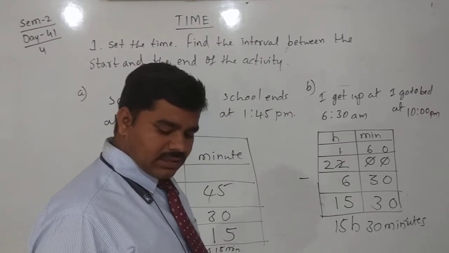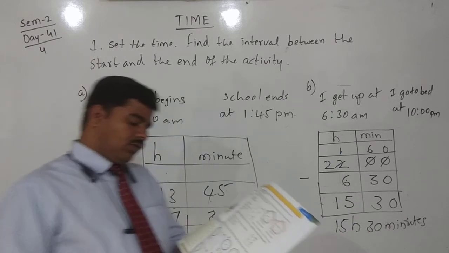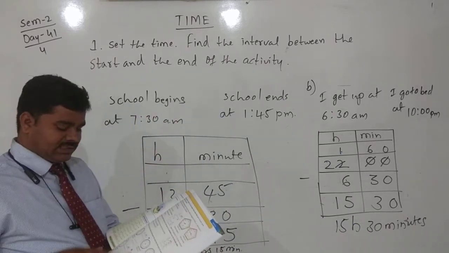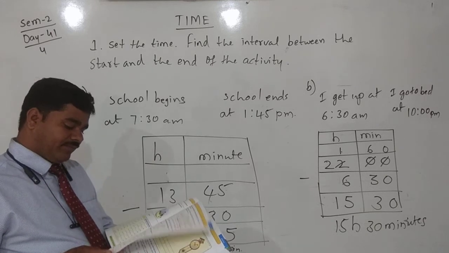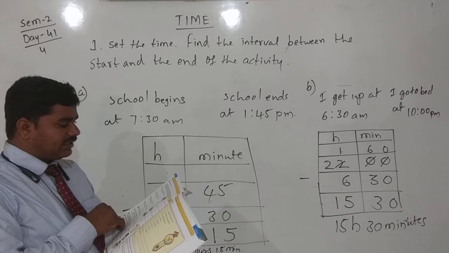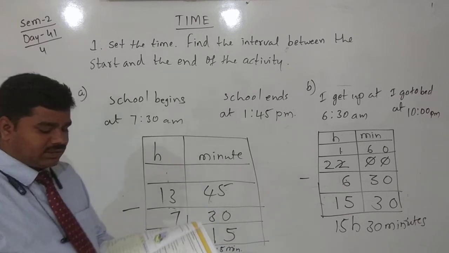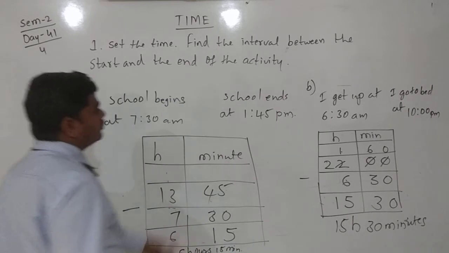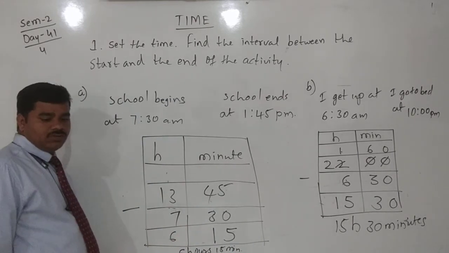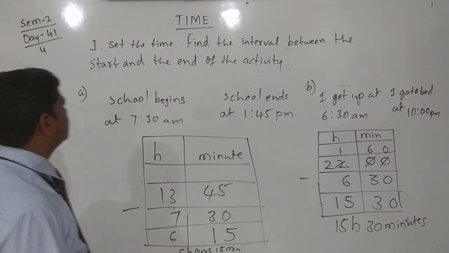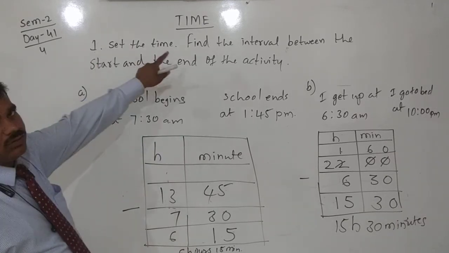Amir's father Amir goes to office at 9:45 AM. He returns home at 7 PM. What's the time interval? That we can calculate very easily. Now these two also I will solve, very simple. Write these two neatly in your notebook. Draw a picture of a clock also. Set the time they told.